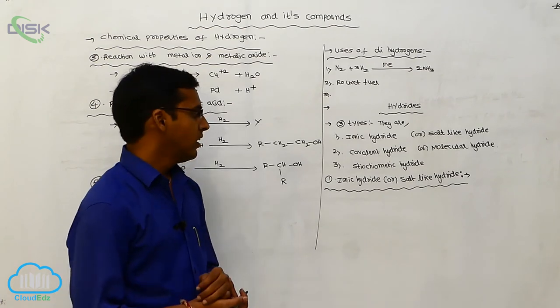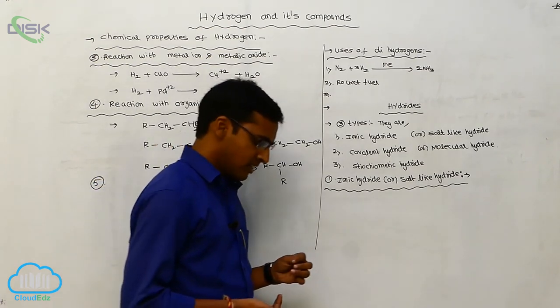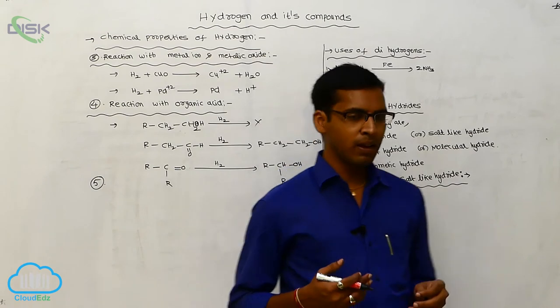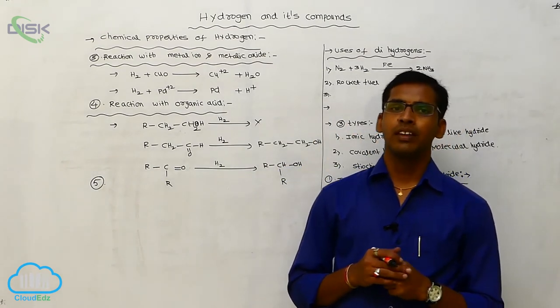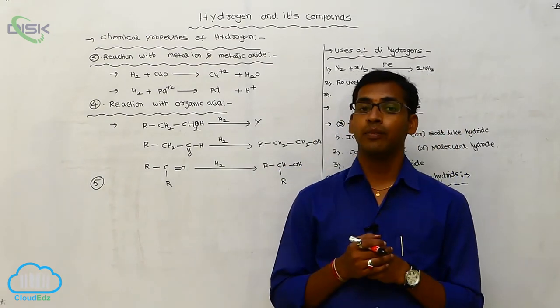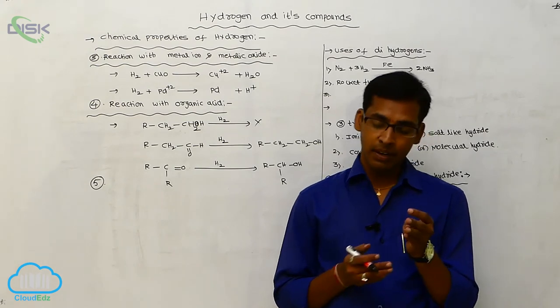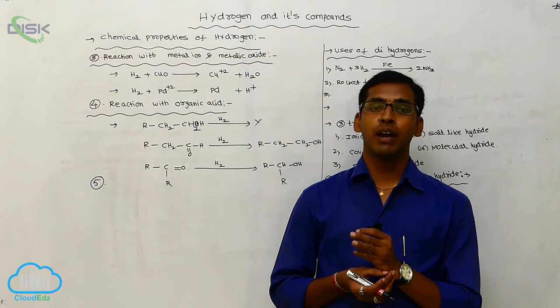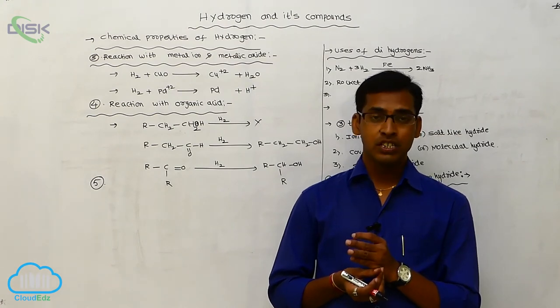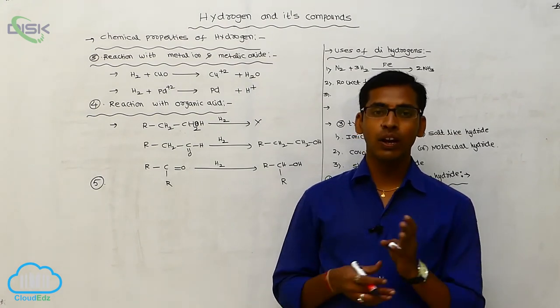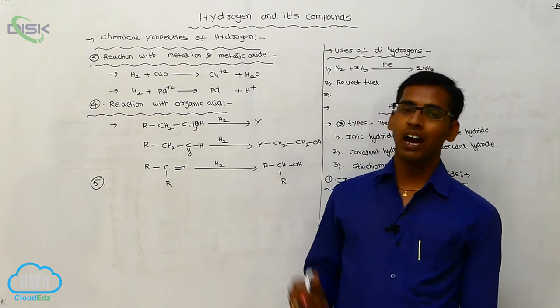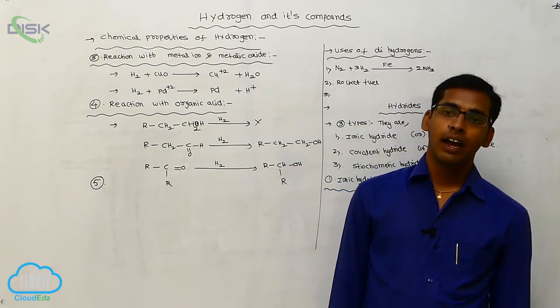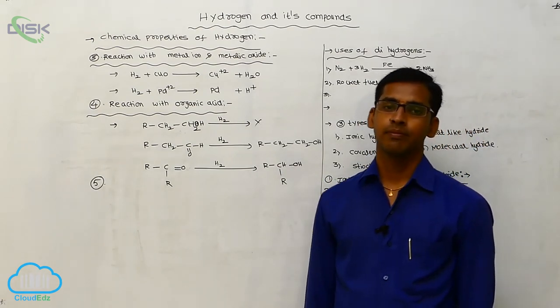And next one, among these ionic hydrides in the first group elements, lithium aluminium hydride is a covalent hydride. Except lithium, all the remaining are ionic hydrides. Lithium hydride, beryllium hydride or magnesium hydride, these three are covalent hydrides, but all the remaining are ionic hydrides.